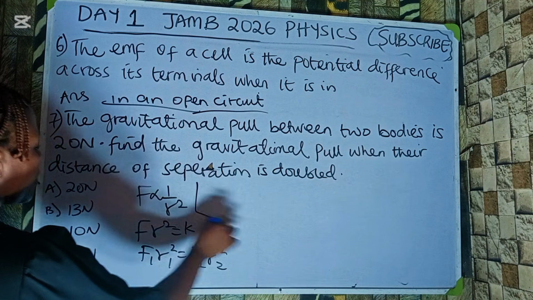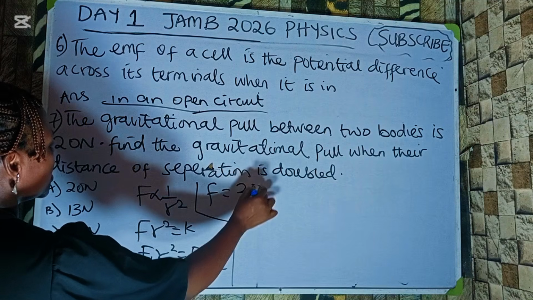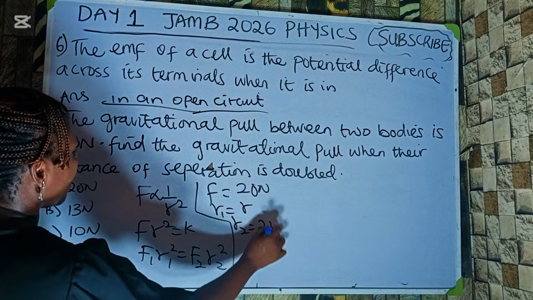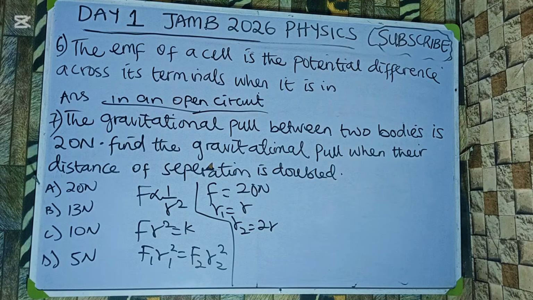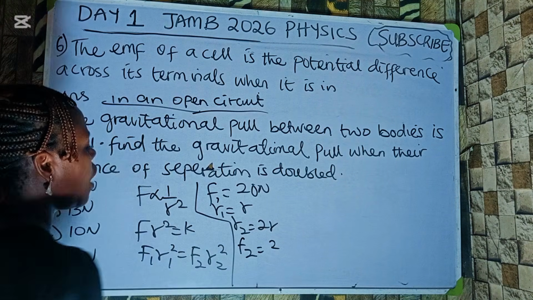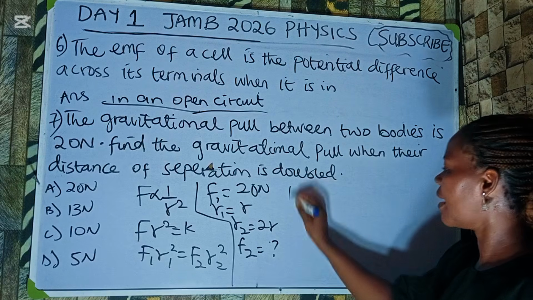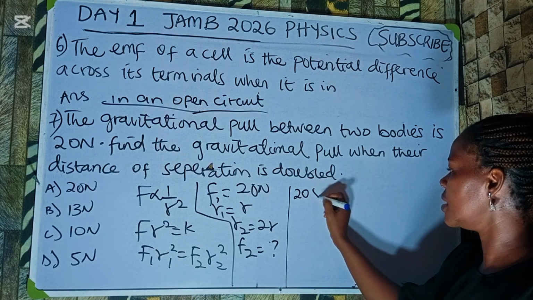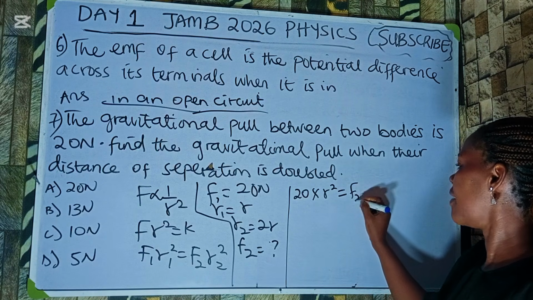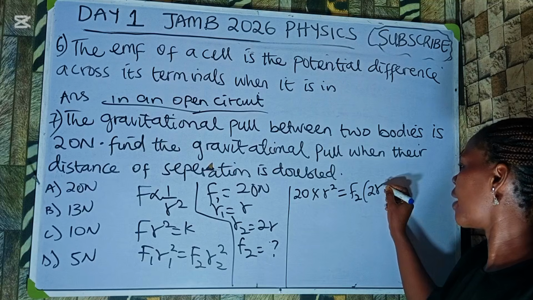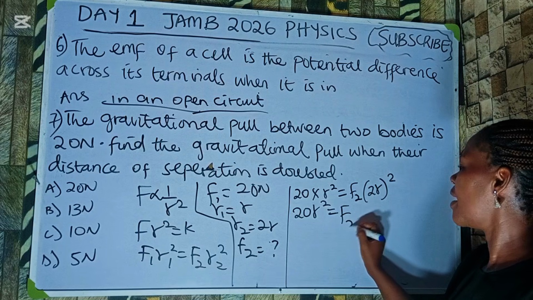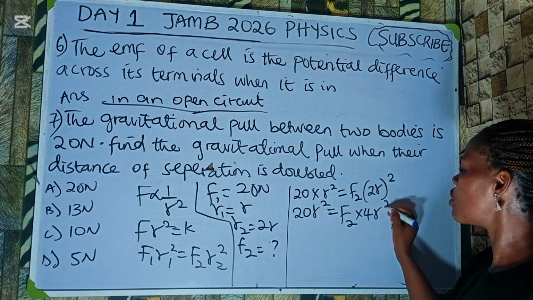But in the question, F1 is given as 20 Newton, right? Then R1 is given as R, while R2 is given as 2R. So we can now put it together and solve our question to get our new force, which is F2. Alright, so let's go. Now using the formula, we have F1 is 20 times R1 which is R, all squared, equals F2 times R2 which is 2R, all squared. So this is 20R squared equals F2 times 4R squared, okay?